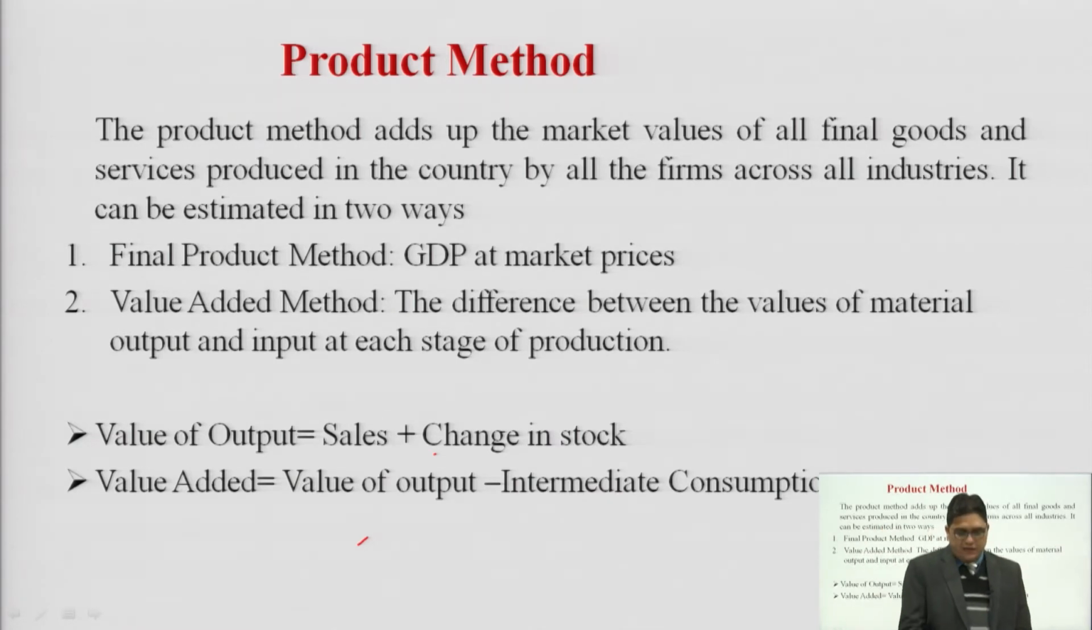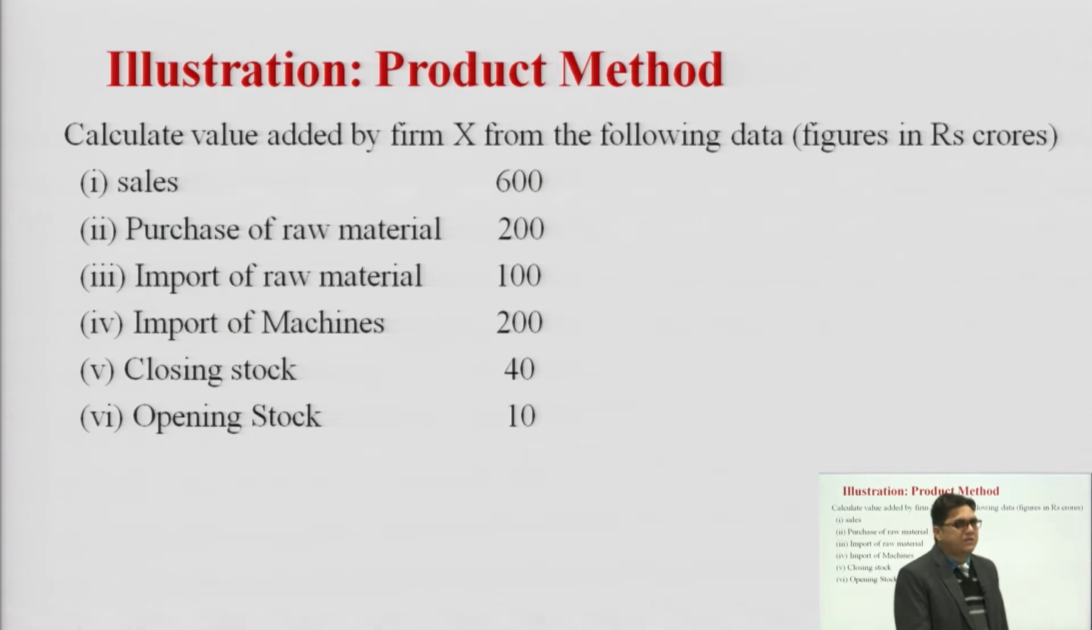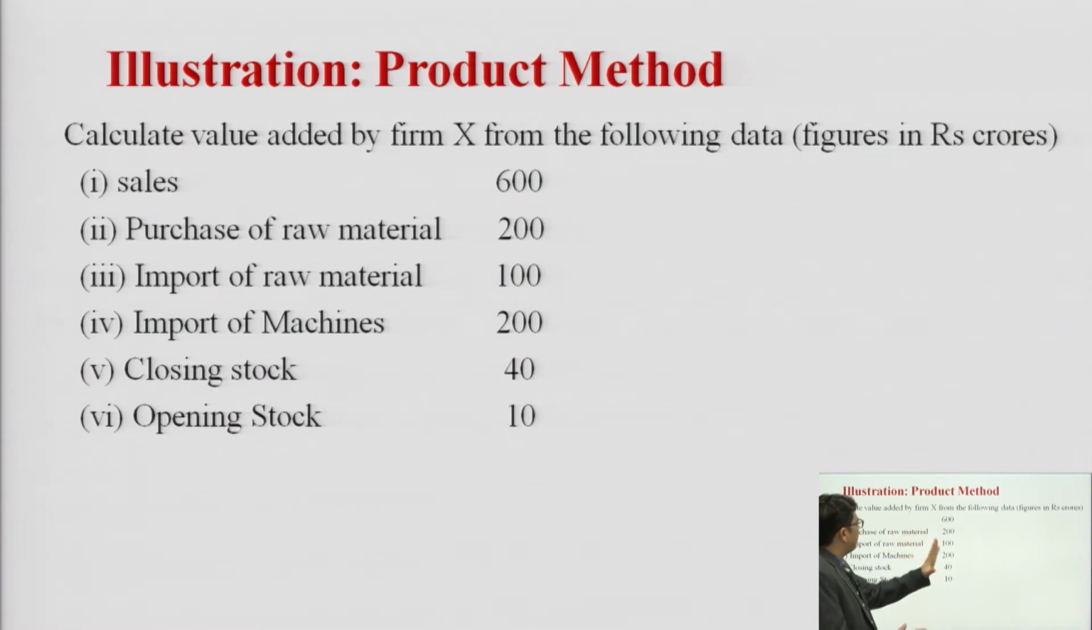Let us see one illustration of how the product method works. Calculate the value added by firm X from the following data. It is given in crores. Sales 600, purchase of raw material 200, import of raw material 100, import of machine 200, closing stock 40 and opening stock 10. Just see here, both closing stock and opening stock are given, so we need to calculate change in stock, simply 40 minus 10. Otherwise, the change in stock could be given directly, and then we need not do the subtraction.